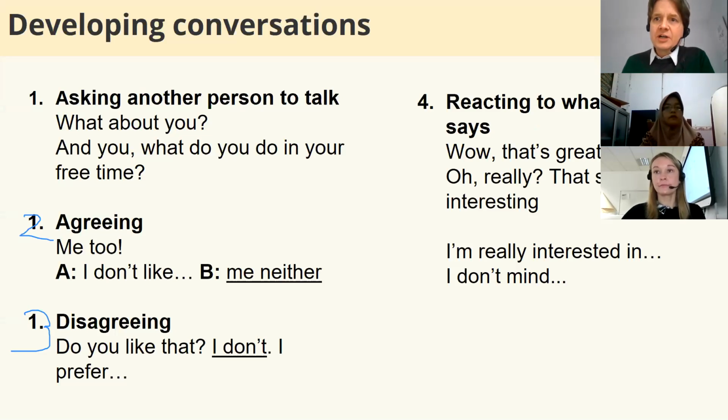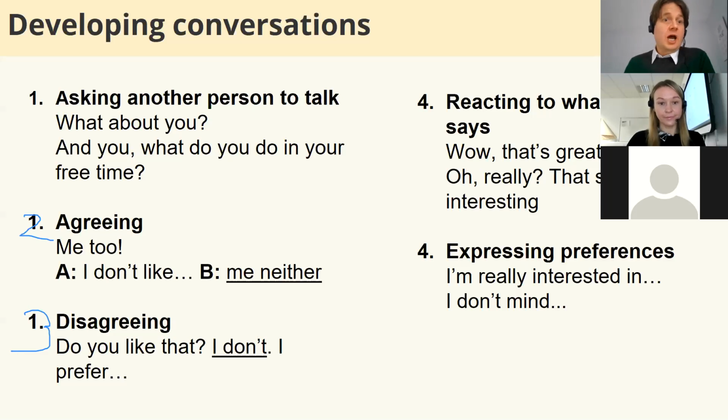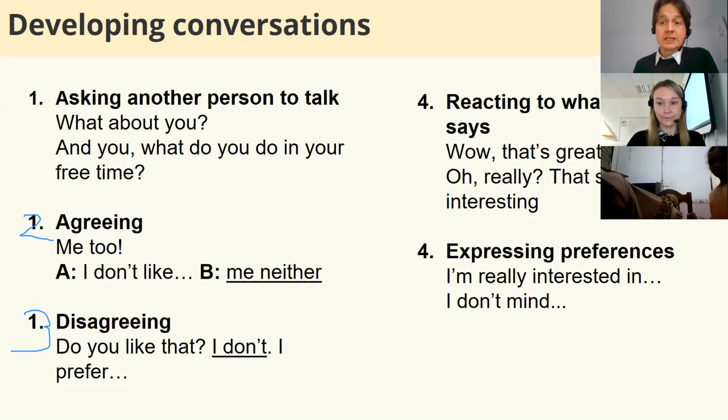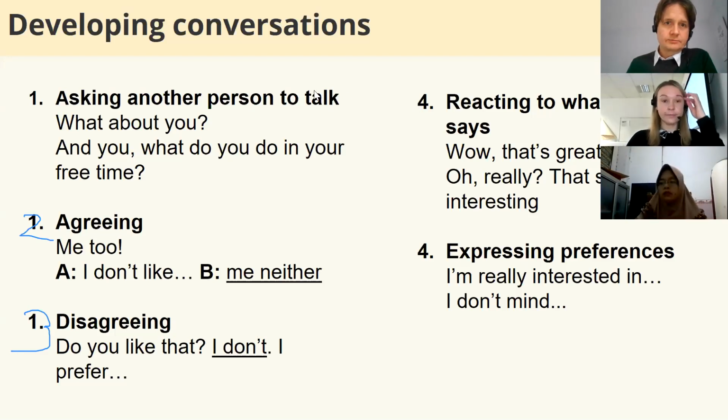Okay, and then finally, number 5, what have we got for that? Yeah, preference, good. Okay. Number 5, I've got expressing preferences. Apologies for the numbering here. I had some problems with my formatting. So it's, yeah, I'm really interested in, or I don't mind. Excellent. Great. So if you want to take a picture of that, please feel free to. I'll give you a few seconds so you've got some expressions. That's number 5.